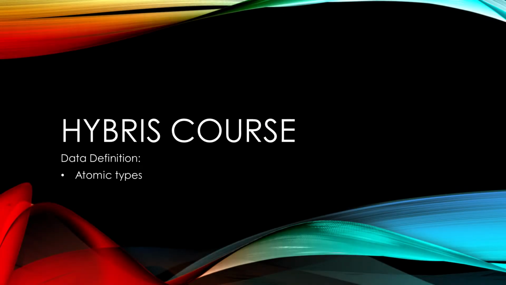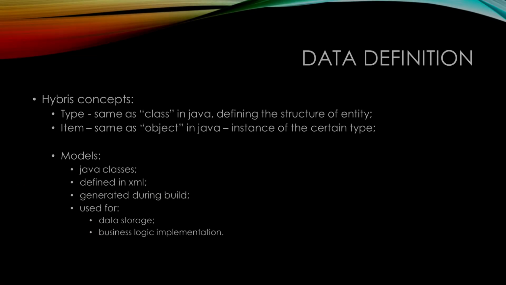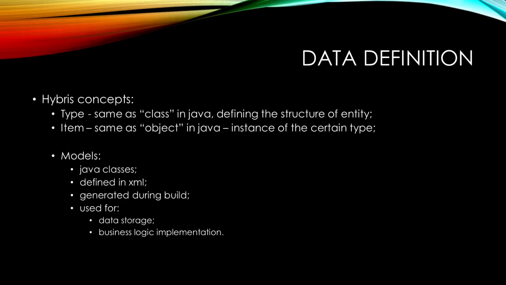Data definition. Atomic types. In Hybris, there are type and item concepts. As the object is the instance of the class in Java, item is the instance of the type in Hybris. The other concept is the model.